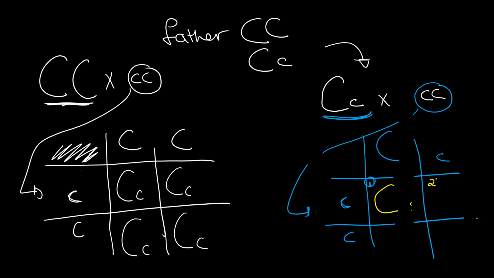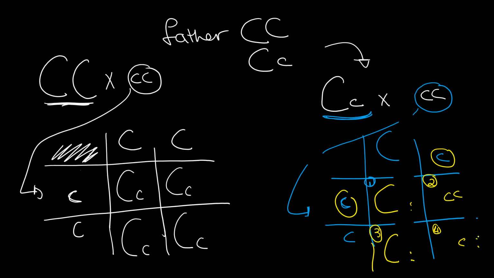And then this second child? Homozygous recessive. You all agree? I took one C small from here, one C small from here. Then child number 3, what will be his genotype? Heterozygous. And child number 4, what will be his genotype? Homozygous recessive. This means that some are healthy and some are sick.